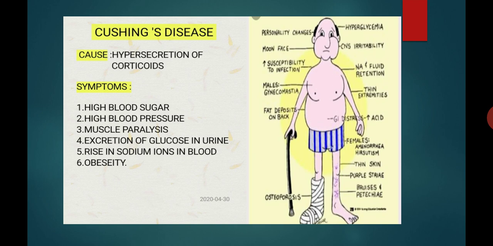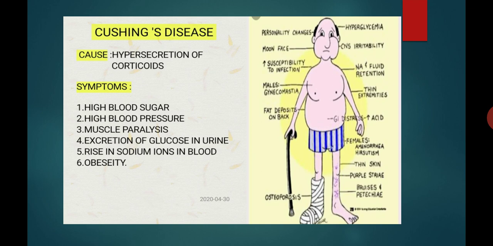The characteristic features or symptoms of Cushing's disease. The first symptom is high blood sugar. Number two, they face the problem of high blood pressure. So high blood sugar and high blood pressure are the two major symptoms of a Cushing's disease patient. Number three, one of the major symptoms is muscle paralysis in that patient.